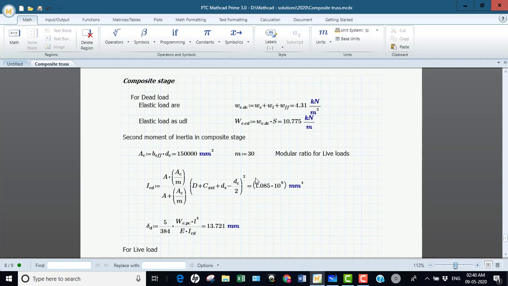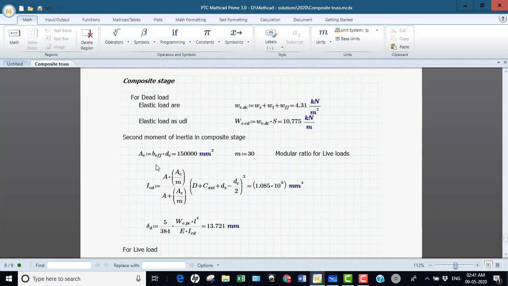In the composite stage, as per EC 4 as well as the Indian Standard Code, the modular ratio will be different for dead load and live load. Therefore, you calculate the deflection due to dead load separately, considering the modular ratio as 30, and 15 for live load. The purpose of using this modular ratio is transforming the concrete into equivalent steel. So under the dead load, I calculate the elastic dead load. I take the self-weight of the slab, truss and floor finish as the dead load, and I convert it into UDL.